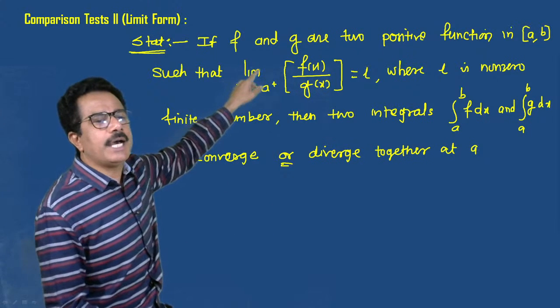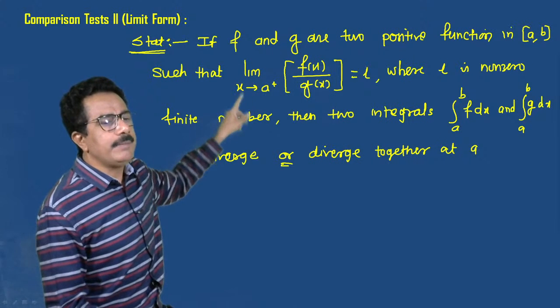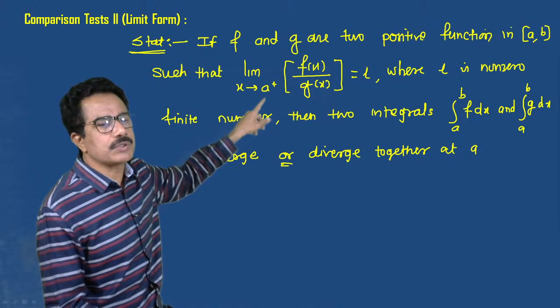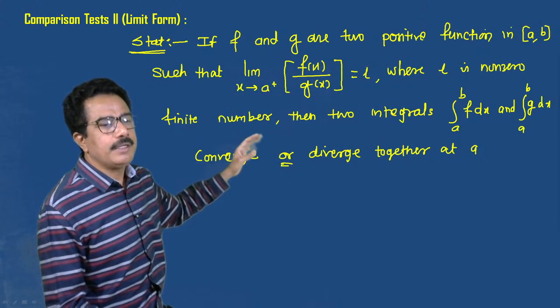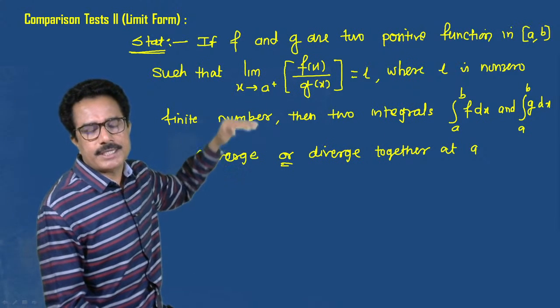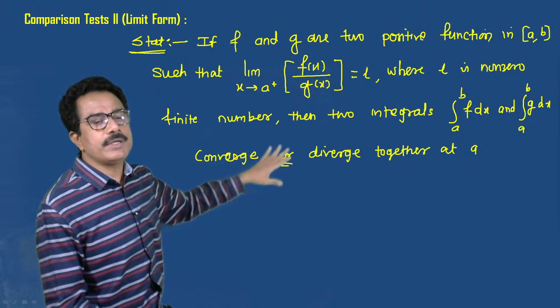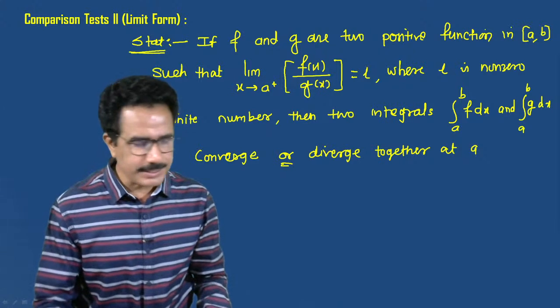If f and g are two positive functions in closed interval [a, b] such that limit x tends to a positive of f of x divided by g of x equals L, where L is a non-zero finite number, then the two integrals, integral from a to b f dx and integral from a to b g dx, converge or diverge together at a. Okay, this is the comparison test second.